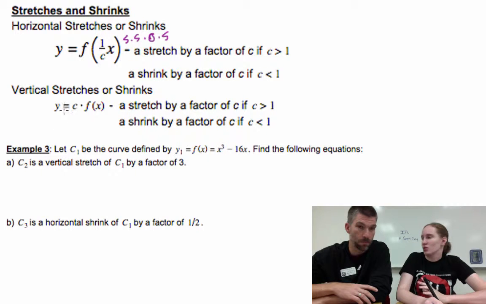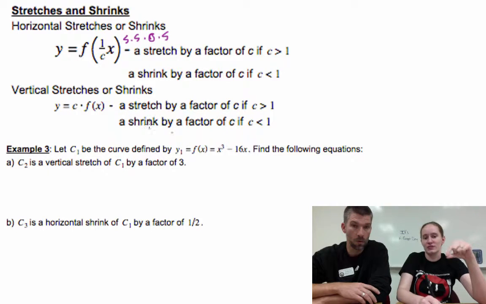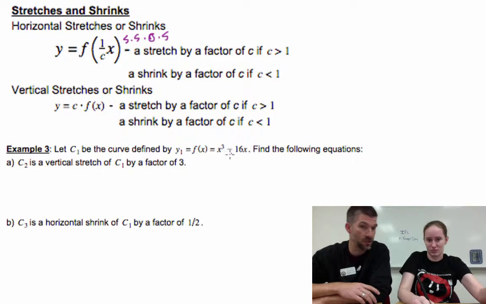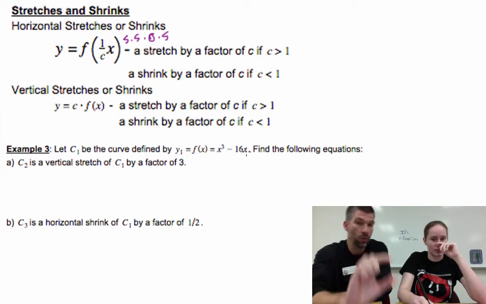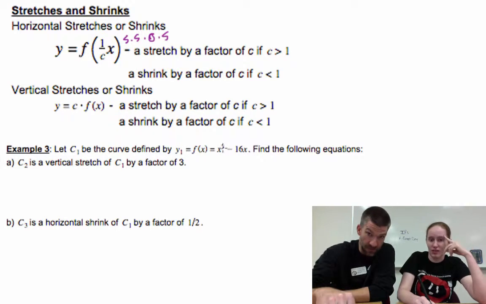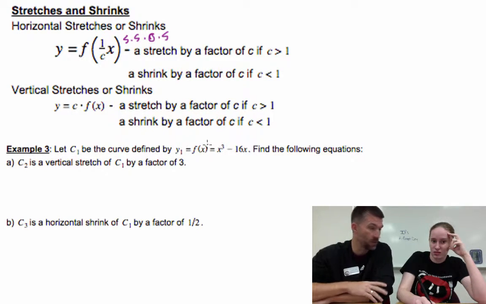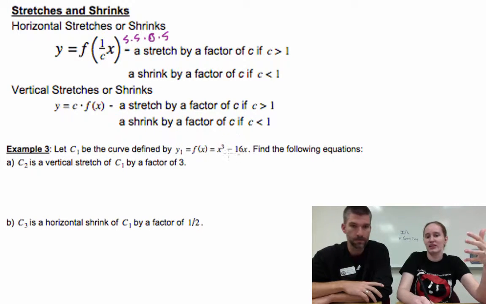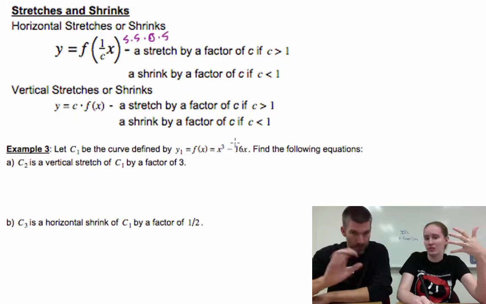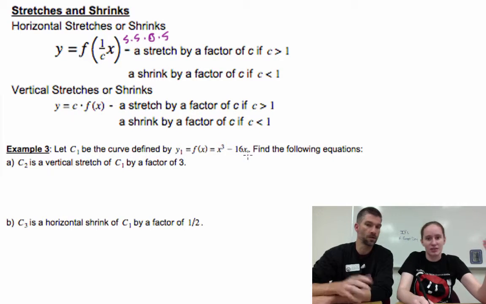All right, let's do this example. This is worded kind of weirdly, so it's a good thing we're doing this together. Let C1 be the curve defined by y1 equals f of x, which equals x cubed minus 16x. Notice that here we're saying very concretely y equals f of x, which is equal to x cubed minus 16x. This is a little bit of vocabulary recognition. Notice this is not exactly a parent function. It's been slightly manipulated, but we can still do this. We wouldn't necessarily ask you to graph this straight off the bat.